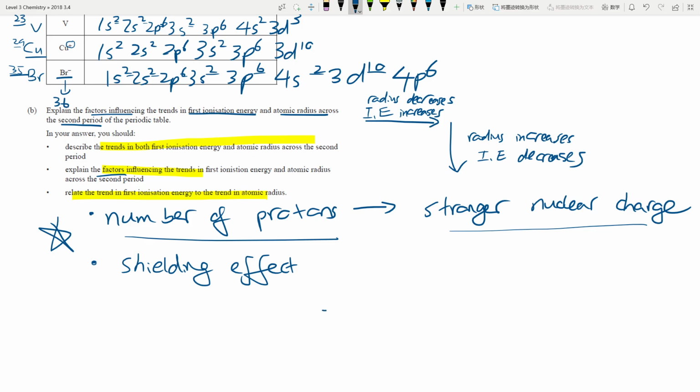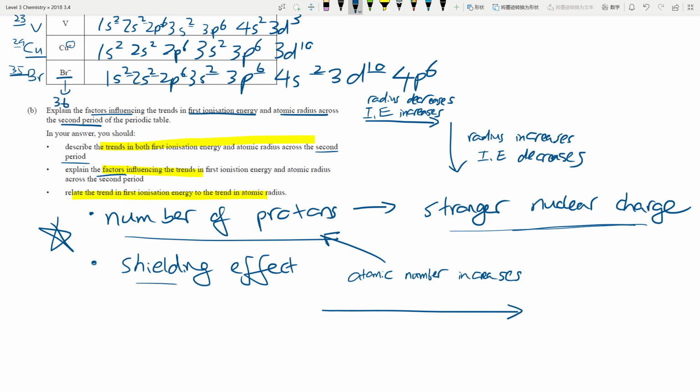All right, so as we're going across the periodic table, let's say I go across the second period, it doesn't really matter which. As you go across a period, the number of protons increases because the atomic number increases. That means you have a stronger nuclear charge. Okay, so we have the top bullet point, and that's increasing.